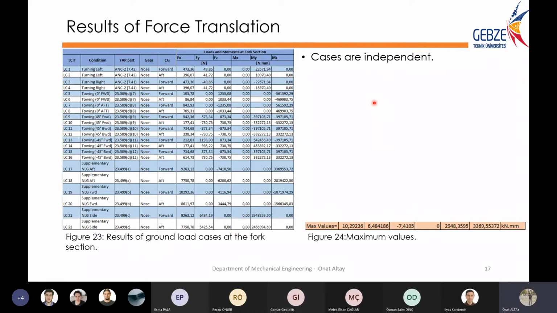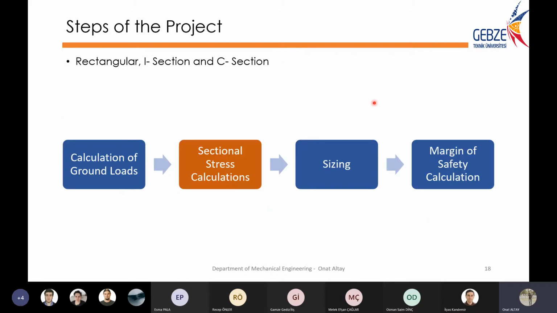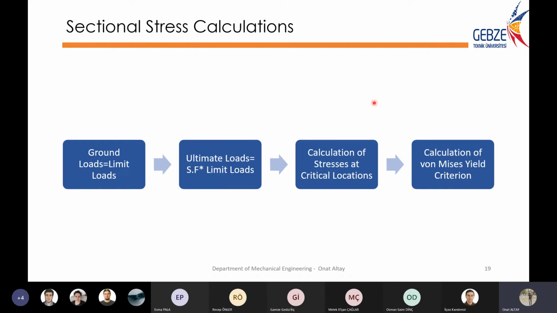Since these cases are independent, we can apply the maximum values of these tables to the cross-sectional template. In the sectional stress calculations, I use the rectangular, I section and C section. Let me open the template.